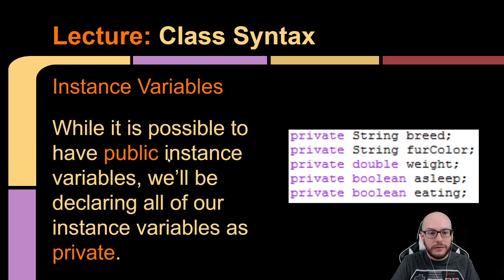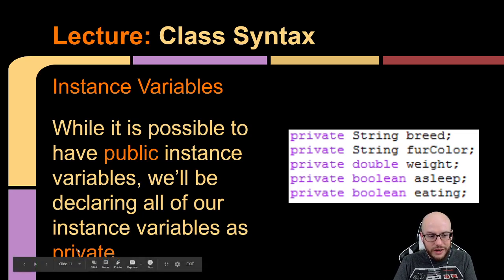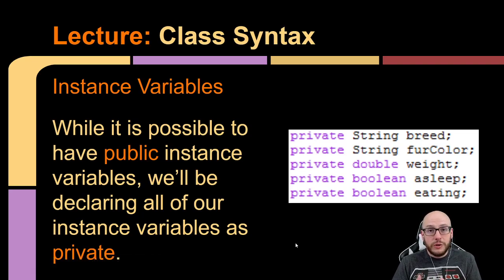While it is possible to have public instance variables, all of ours are going to be private, and there's other options out there. In fact, in this class, AP Computer Science A, you'll have free response questions on the AP exam, and those variables, the instance variables, whenever you write them, they need to be private. You'll actually lose points if you make them public.